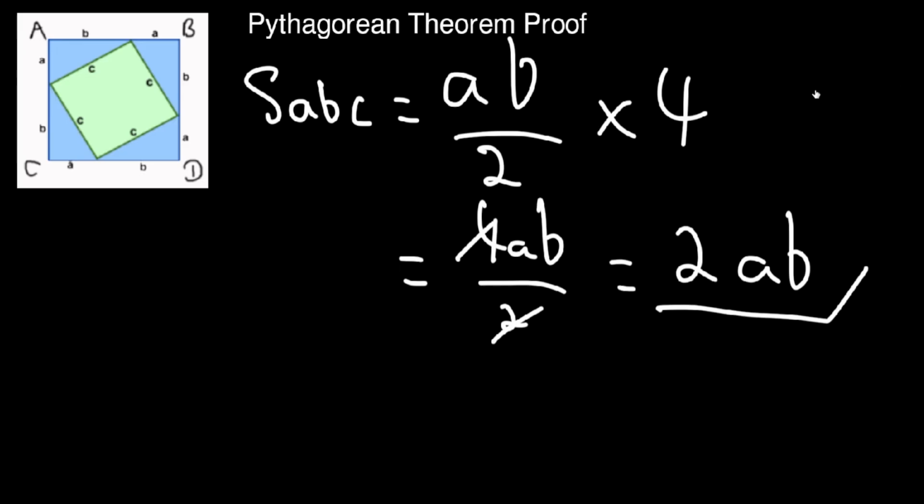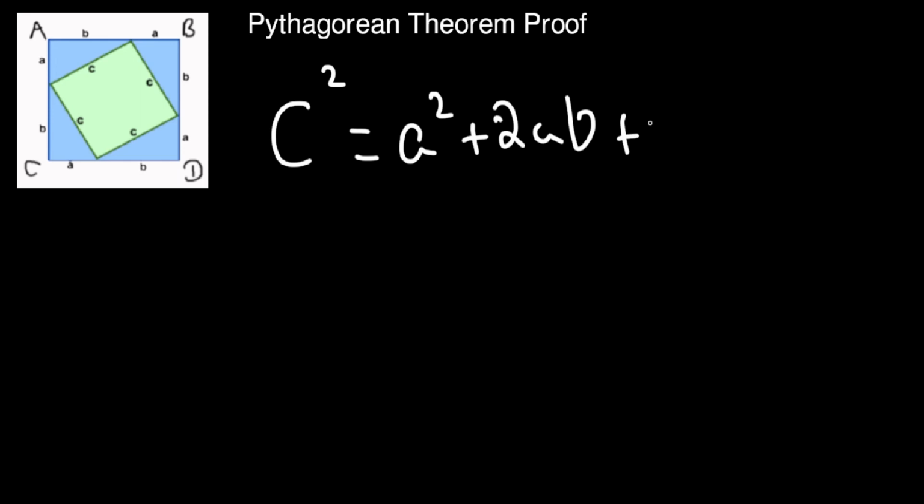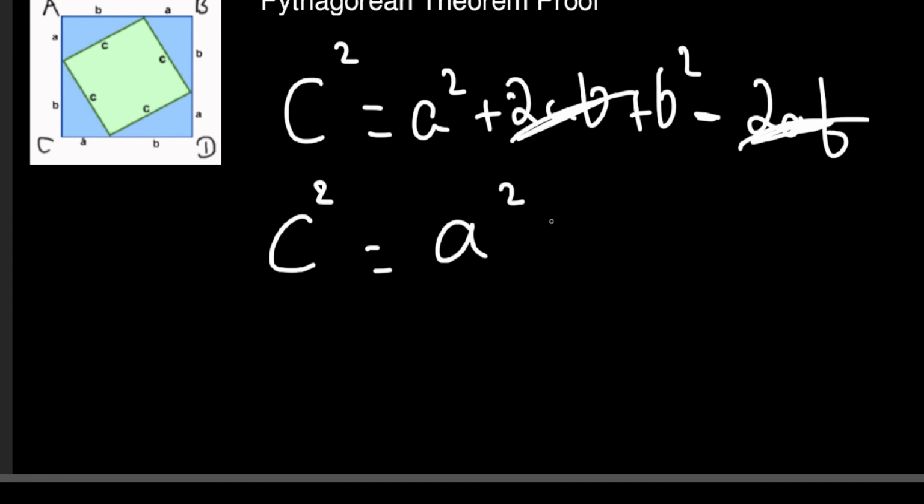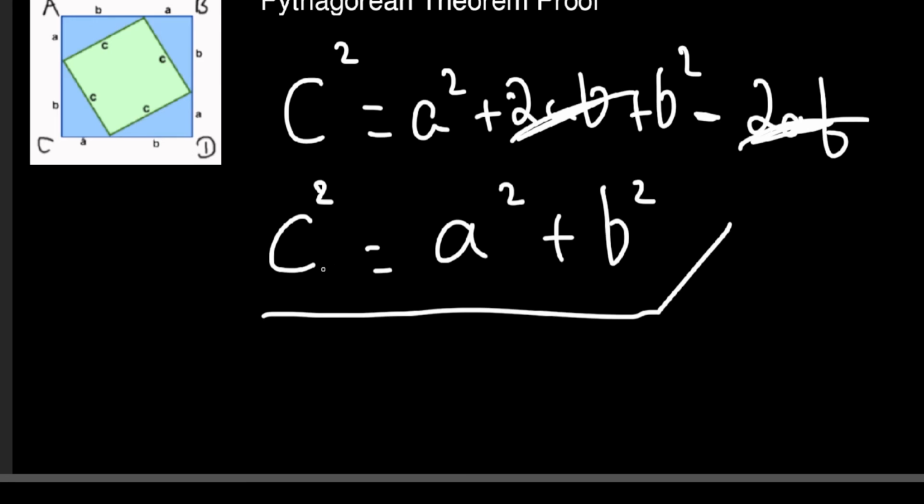And what we're gonna do next is, c squared is equal to the area of the bigger square minus the area of the triangles. We can cancel this out. We're left with c squared is equal to a squared plus b squared, and boom, we just proved the Pythagorean theorem.